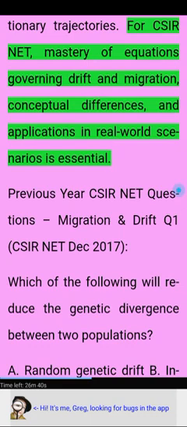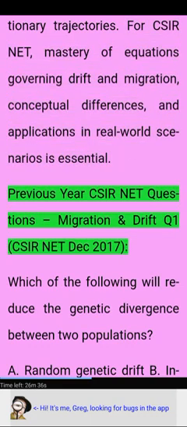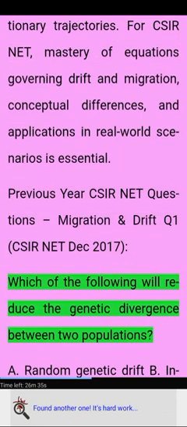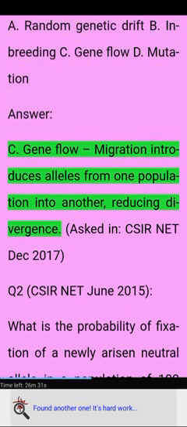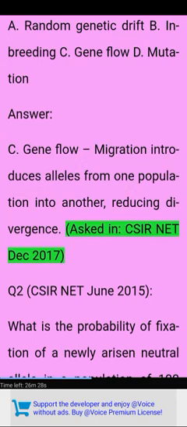For CSIR NET, mastery of equations governing drift and migration, conceptual differences, and applications in real-world scenarios is essential. Previous year CSIR NET questions: migration and drift. Q1, CSIR NET Dec 2017. Which of the following will reduce the genetic divergence between two populations? A, random genetic drift; B, inbreeding; C, gene flow; D, mutation. Answer: C, gene flow. Migration introduces alleles from one population into another, reducing divergence. Asked in CSIR NET Dec 2017.